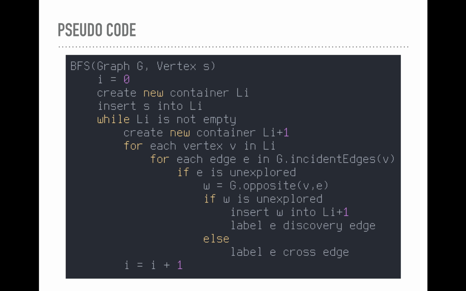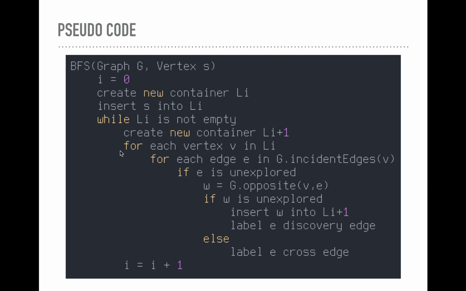Here's pseudocode. So the breadth first search method is going to accept a graph G and a vertex S. So we will initialize I at 0. We'll create a new container, L at I. That's going to be L at 0. We will insert S, our start vertex, into L at I, which is L at 0. While L at I is not empty, and L at 0 is not empty because we just put S into it, we'll create a new container, L at I plus 1. So that's for the next level, right?